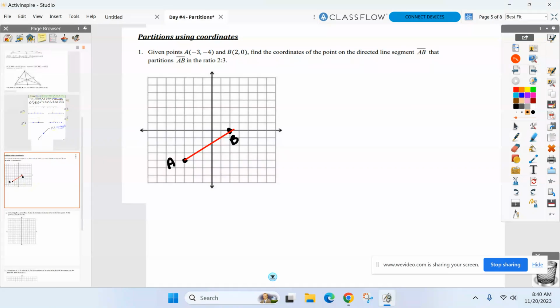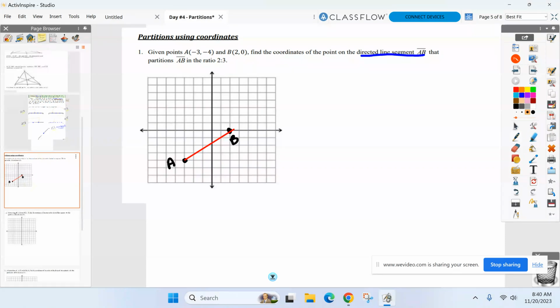Few things before we get going. Notice it does say directed line segment AB, so that tells you go from A to B and not B to A. And there's that word partitions. Find the point that partitions it into 2 to 3. All right, first question for you.